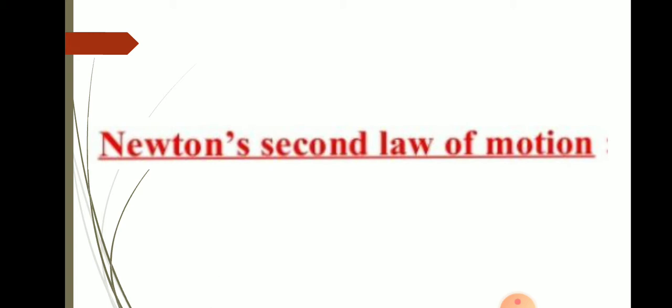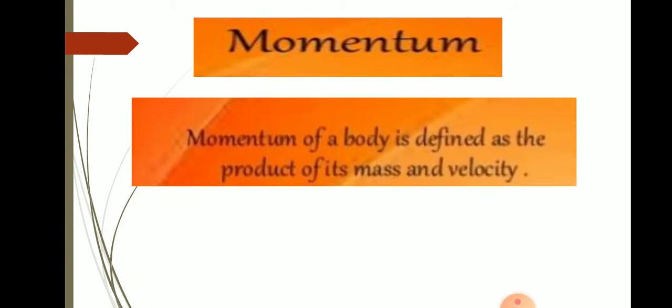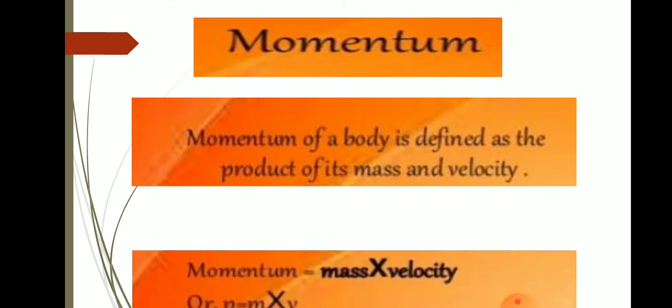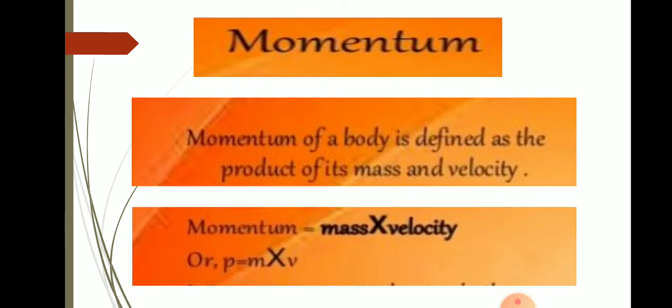Before studying this, let us understand the term momentum. So what is momentum? It is the quantity of motion of a moving body, and it is the product of mass and velocity. Momentum is represented by the letter small p, where p is equal to mass m into velocity v.